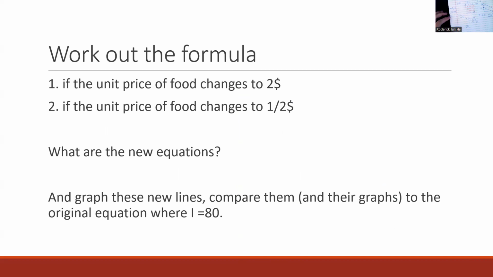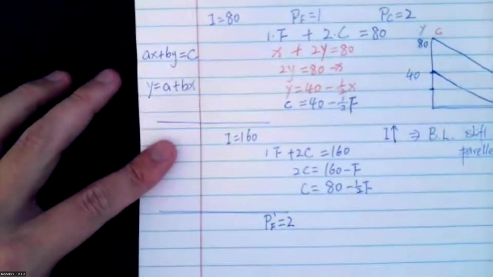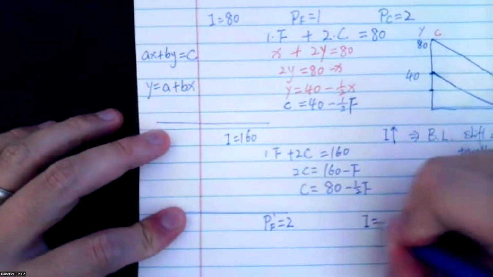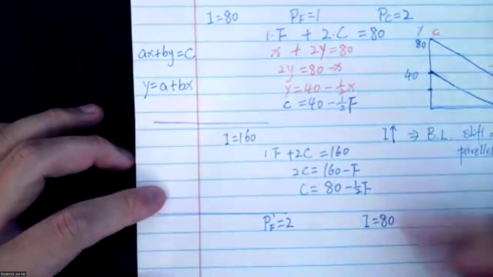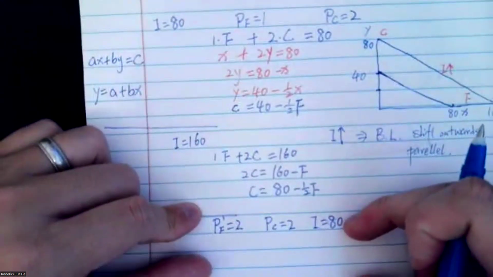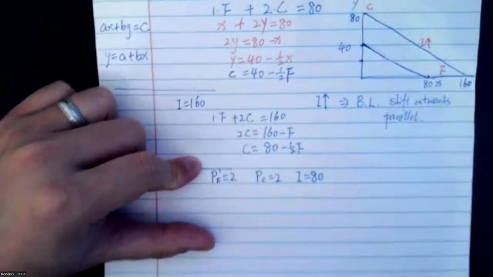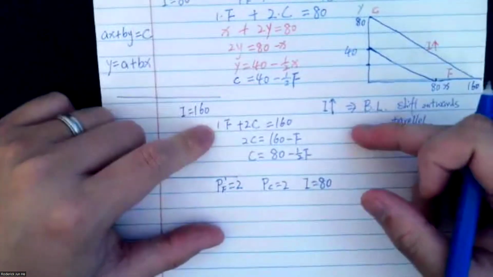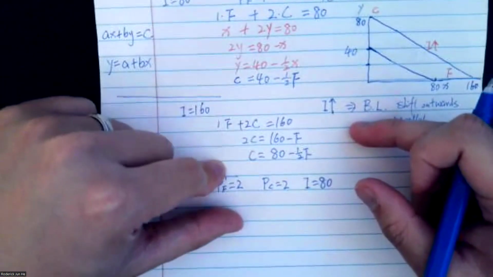Okay, now let's look into the document camera. Everything else doesn't change. It is still the old case that we are comparing to. I equals 80 and PC still equals 2, right? So now, before thinking about intuition, let's look at the math. So how do we write the new equation?